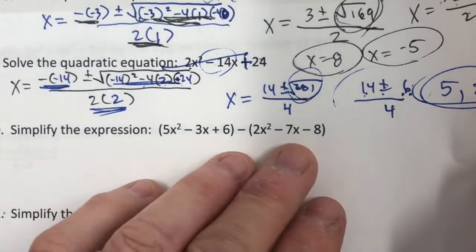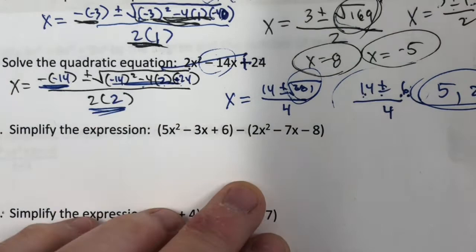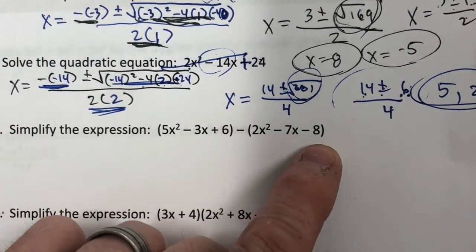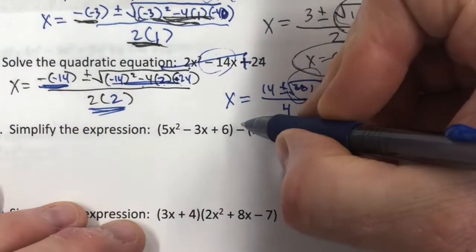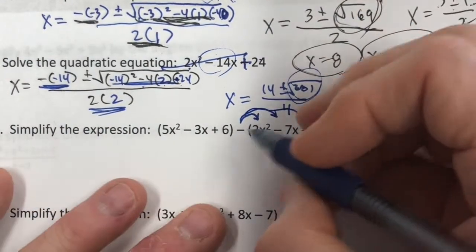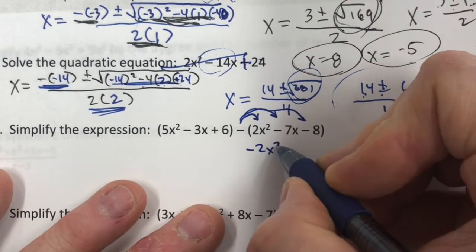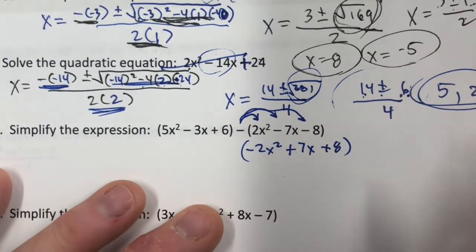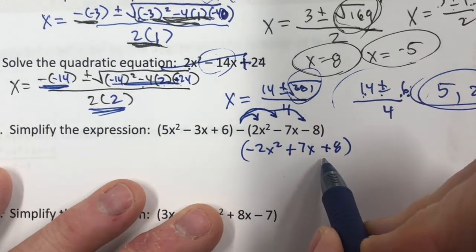Okay, simplify this expression. We're subtracting these. All right, the best thing to do, and I've told you about this, since I'm minusing this, we don't want to subtract. Instead, I want to distribute that minus into this expression here, which is going to make me have a negative 2x squared, a plus 7x, and a plus 8 instead of that. See, it changes them all to opposites.